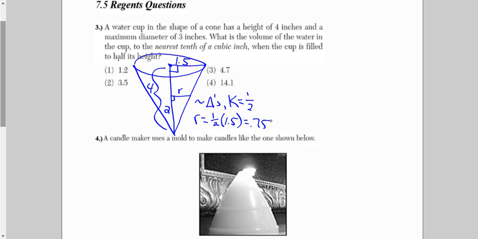Did anybody come up with the 0.75 thinking of it differently? I approach it with similar triangles, or actually dilation, the scale factor. Maybe you set up a proportion. Or maybe you just thought 1/2 felt right. Either way, you've got enough information now to get the volume of the water? Good. Do you have enough information now to get the volume of the water?